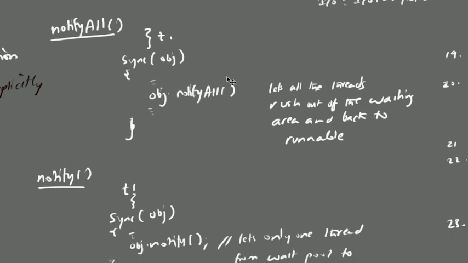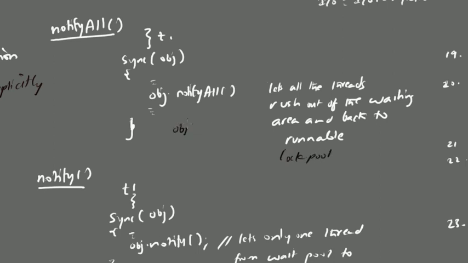So notify all. T1 enters, gets a lock of obj1, and somewhere in the code notify all is invoked on obj1. Then what happens is it lets all the threads rush out of the waiting area and back to, not the runnable, but to the lock pool.